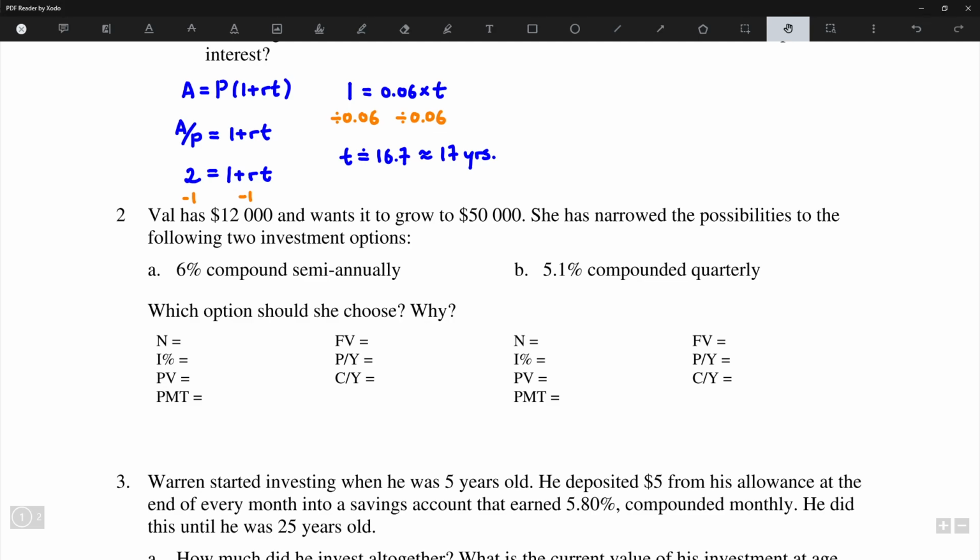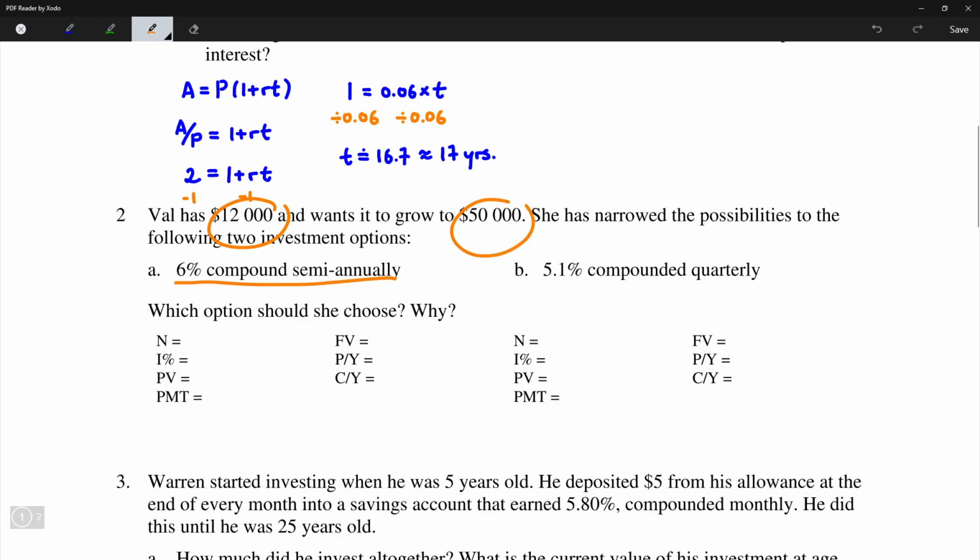So we're looking to grow $12,000 in this second example to $50,000, and there are two possible investment options: 6% compounded semi-annually or 5.1% compounded quarterly. So that means in both cases we have something like this. The investment will be $12,000 in both cases. And the future value will be $50,000 in both cases.